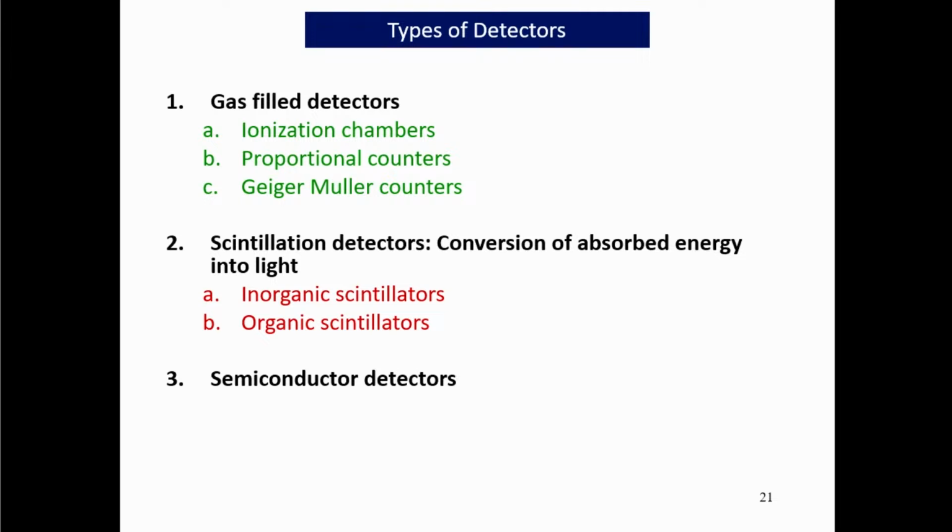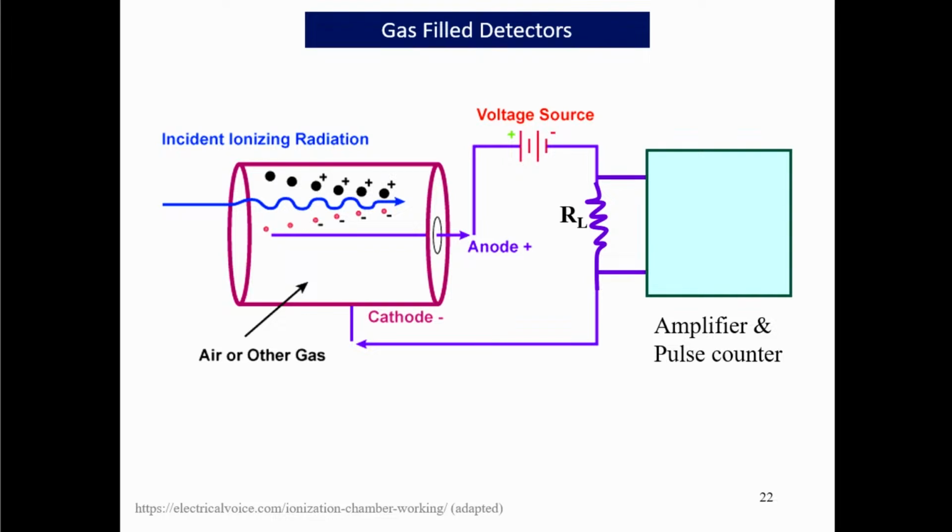Now I am coming to the different types of radiation detectors one by one. I will first start with the gas filled detector. In the gas filled detector, I will mainly discuss three kinds of detectors: the ionization chamber, the proportional counter and the GM counter, out of which the GM counter you are already using during your practicals. Then I will touch upon the scintillation detector, both inorganic and organic scintillators, and then I will come to the semiconductor detector. So, with this, let us come to the gas filled detector.